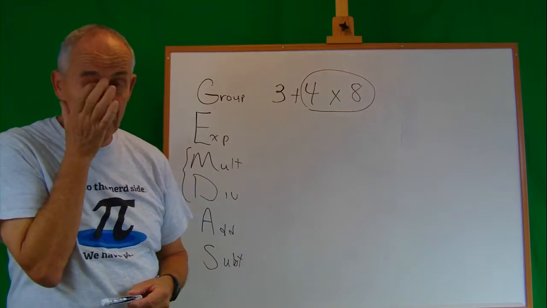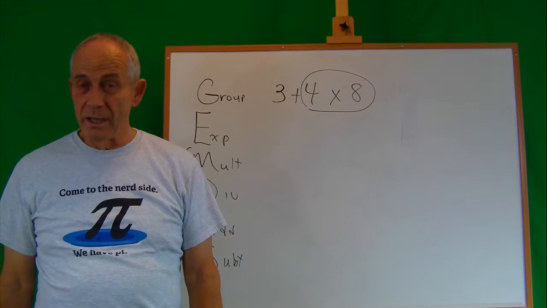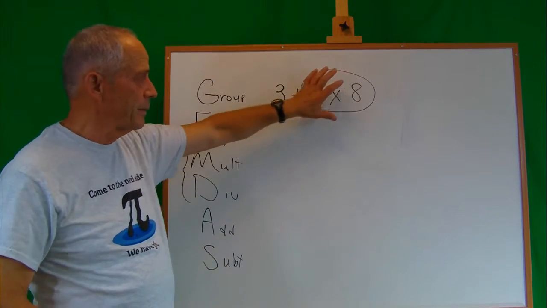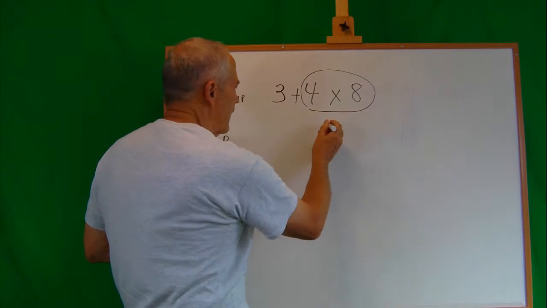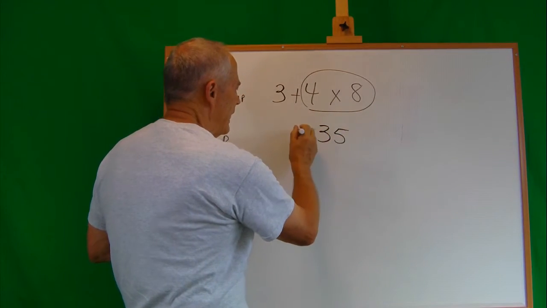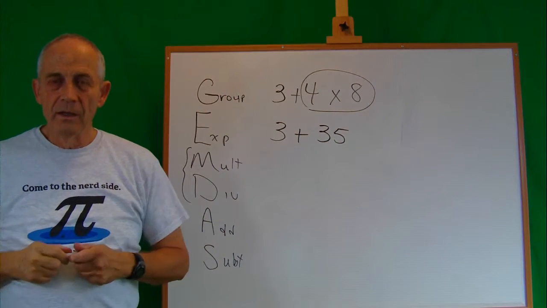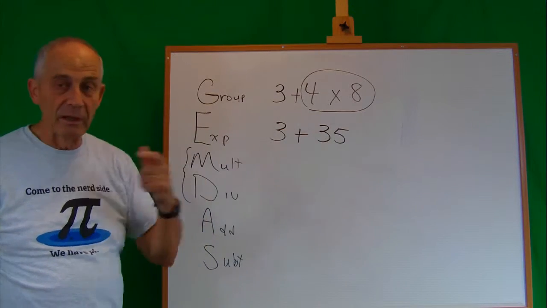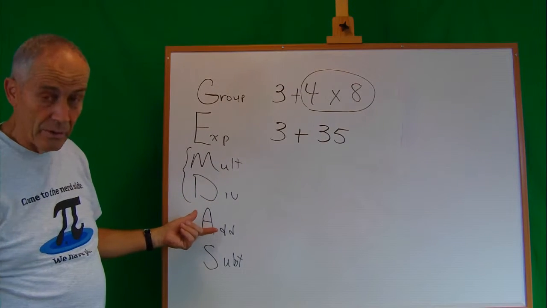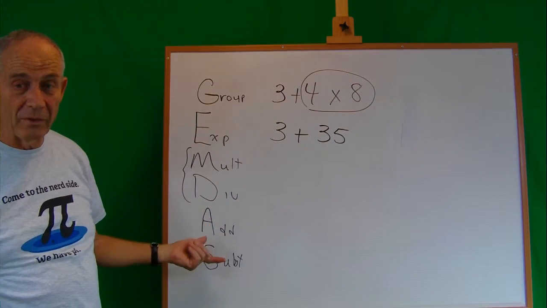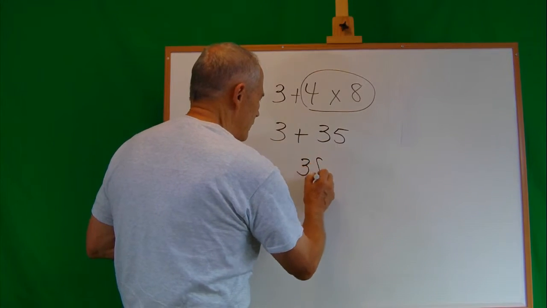Okay? So, I have to look at 4 times 8. 4 times 8 is 35. So I'm going to replace this part of my problem, the 4 times 8, with the 35 that it's equal to, and everything else will stay the same. So now my problem is 3 plus 35. There wasn't any division. There is an addition now, so that's what I'm going to have to do next. And 3 plus 35 is 38.